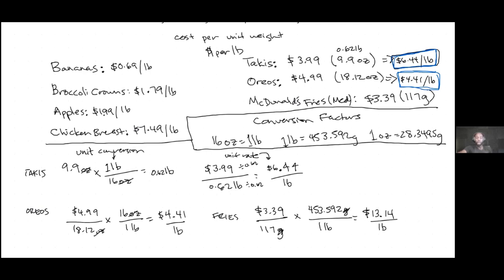So this is very interesting here. So check it out. With this junk food, Takis are $6.44 per pound. Oreos are $4.99 per pound. I mean, they're $4.41 per pound. I'm sorry. And then McDonald's fries are $13.14 per pound. Compare those to our healthy foods here. Bananas at 69 cents a pound, broccoli crowns at 1.79 a pound, apples at 1.99 a pound, and then chicken breast at 7.49 a pound.